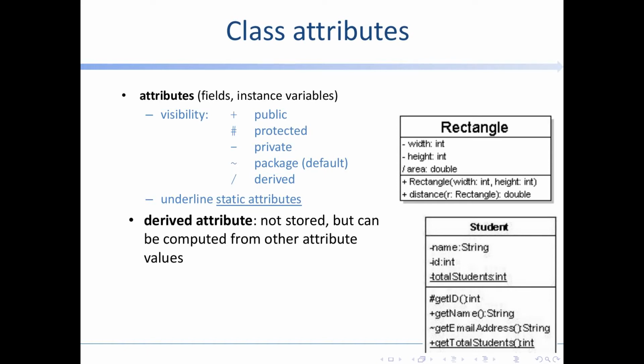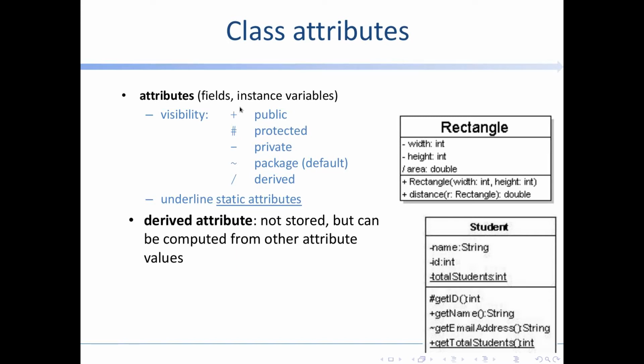Let's focus on the attributes and talk about the signs that precede the attributes. You saw that these are minus signs or dashes. That means it's a private attribute. What is a private attribute? It can only be accessed within this class, as opposed to, for example, a protected attribute, which is shown with the hash sign. It can be accessed from this class and any subclasses within this class hierarchy. So it's less private than private.